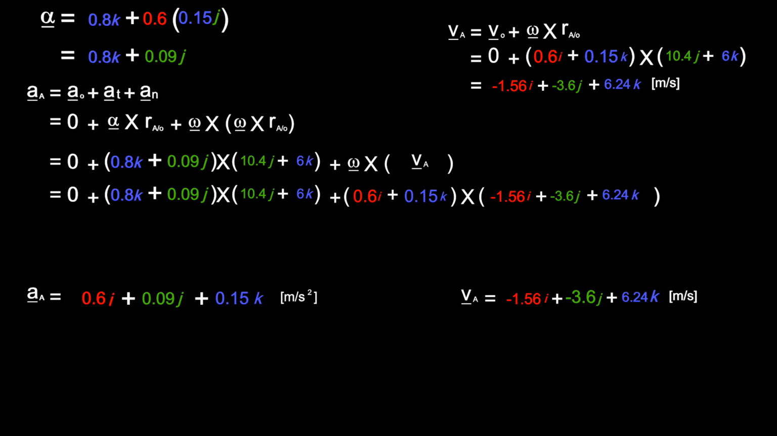In this example, we have learned how to find the linear velocity and acceleration of a specific point within a 3D rotating object. We also learned that choosing the right coordinates and the right reference point are the keys to solve such a problem.